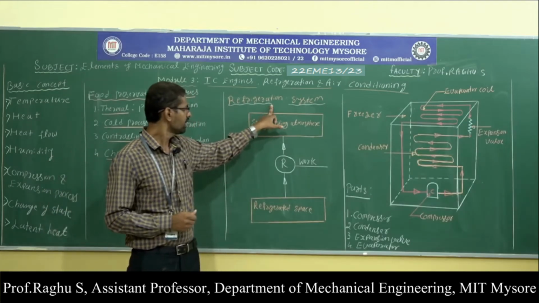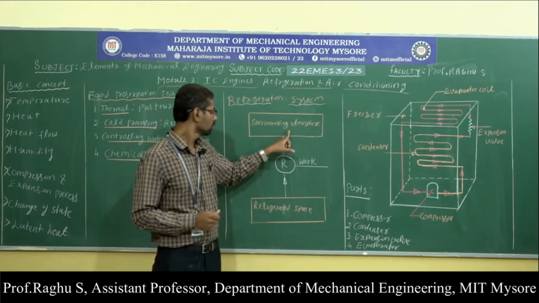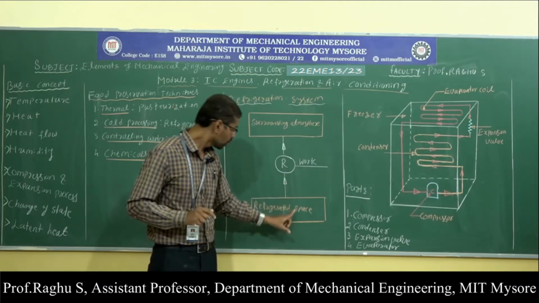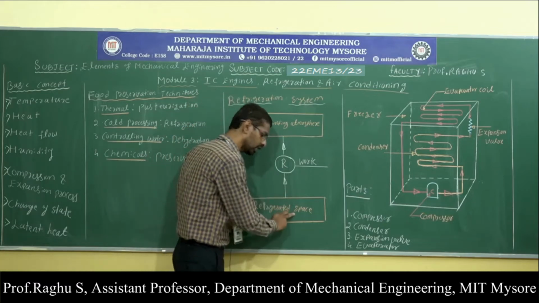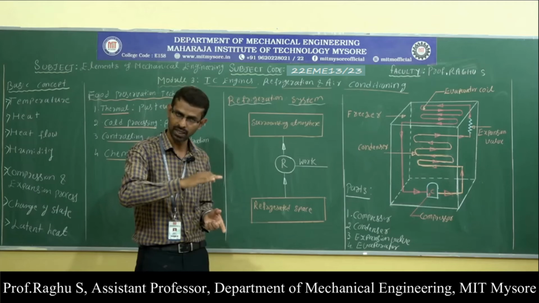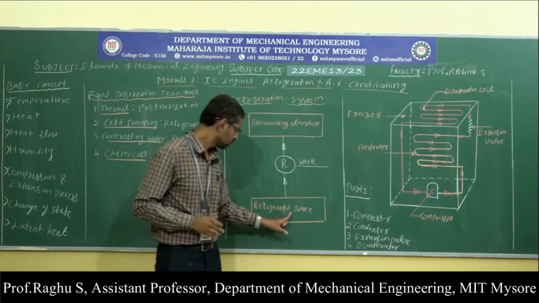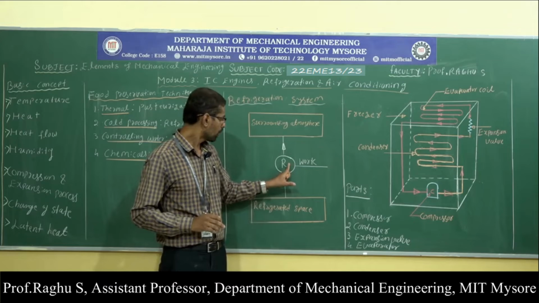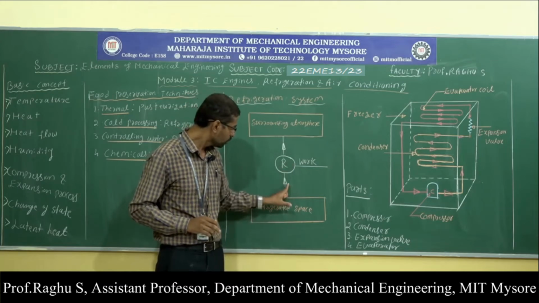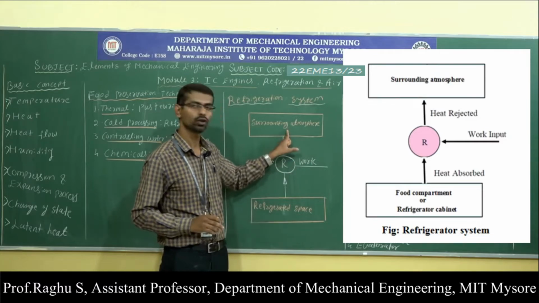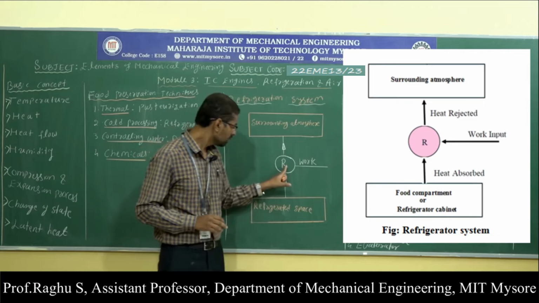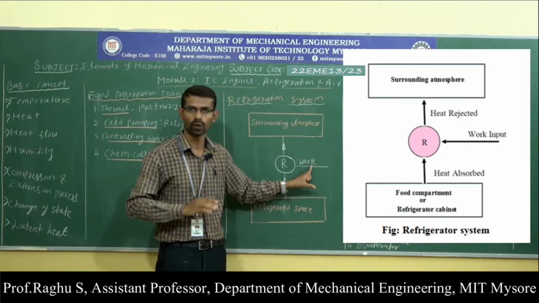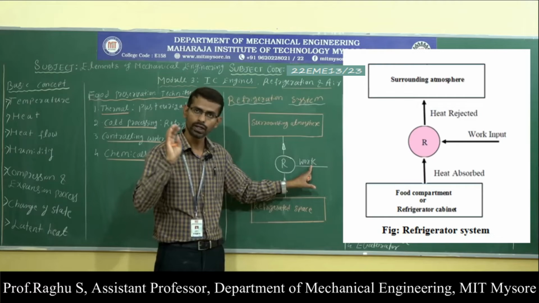Now let us discuss the refrigeration system. Consider a refrigerator, denoted by R. The function of the refrigerator is to remove heat from the refrigerated space. Refrigerated space means the space where I am going to reduce the temperature below the surrounding temperature. My objective is to reduce the temperature of this refrigerated space below the surrounding temperature, so for that I am using a device called a refrigerator. This refrigerator removes heat from the refrigerated space and rejects the heat to the surrounding atmosphere. But this refrigerator takes external work. Without any external work, the refrigerator does not work. Therefore, we need to supply external work.